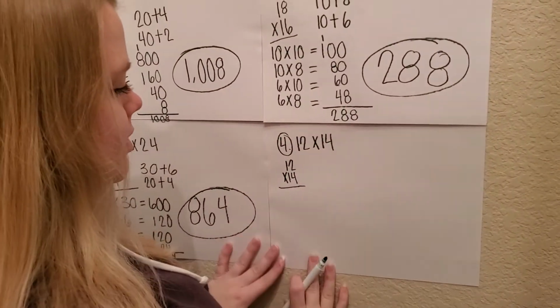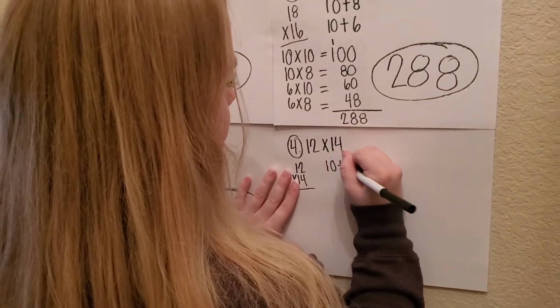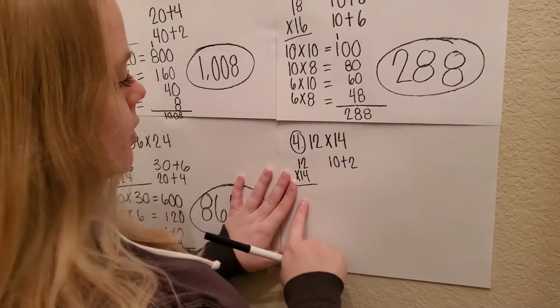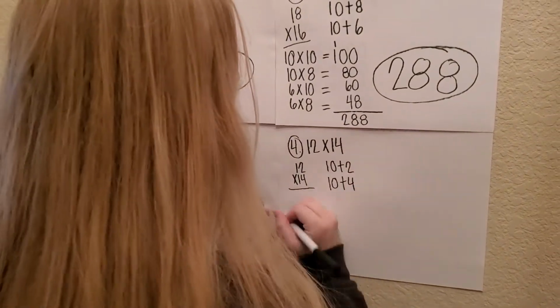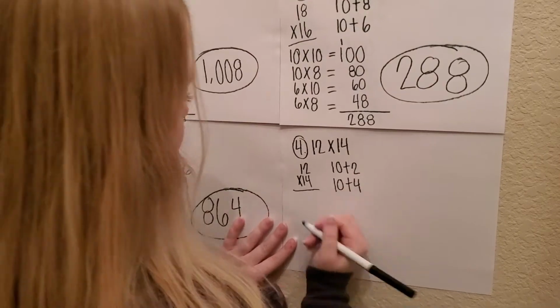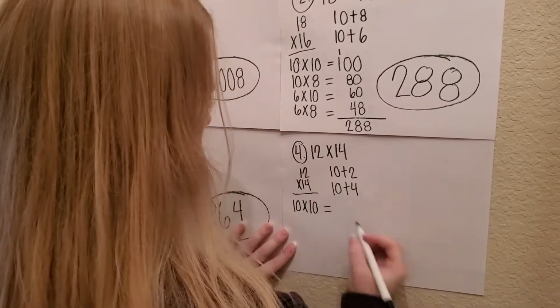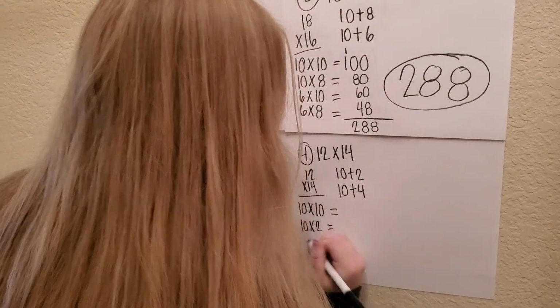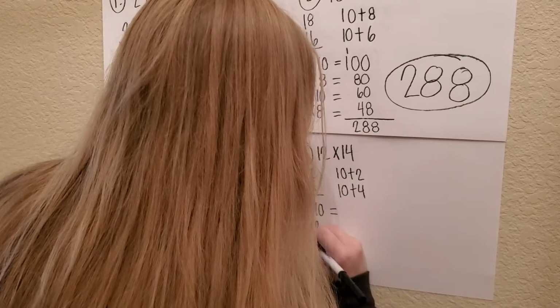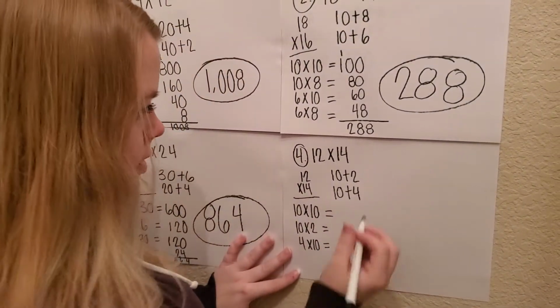All right, now we're going to do one more problem, last but not least. 12 times 14. So we're going to bring our 12 over here, so 10 plus 2. Bring our 14 over here, 10 plus 4. So we're going to do 10 times 10, and then 10 times 2, then 4 times 10, and 4 times 2.